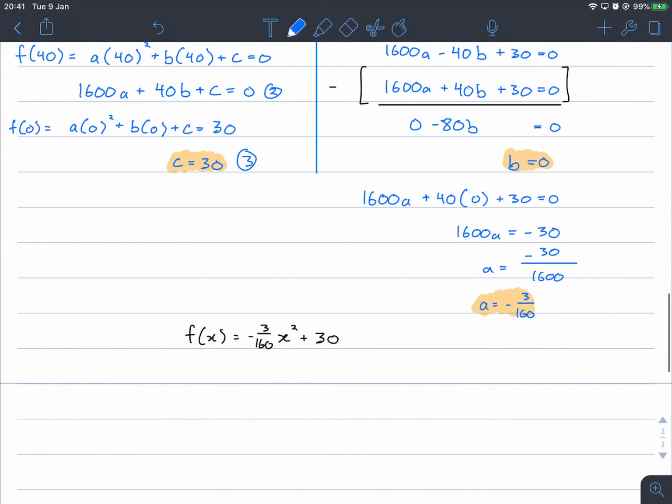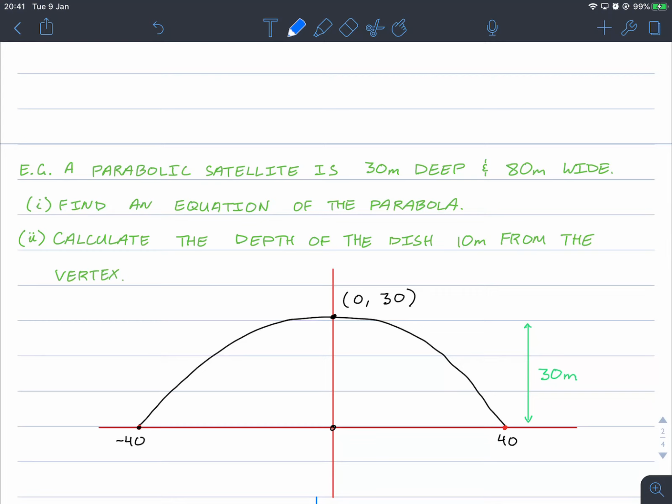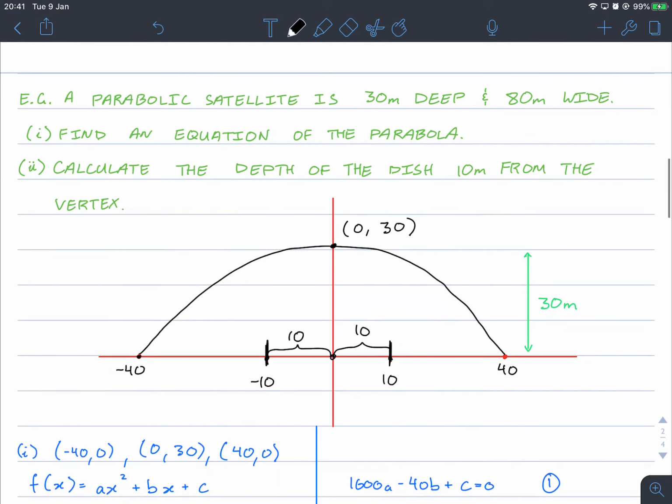Let's now solve the second question that asks us, calculate the depth of the dish 10 meters from the vertex. Well, that merely means if this is the vertex here, okay, so the vertex is at this point, 10 meters from it means if we move forward 10 meters, or if we move backwards 10 meters from the origin. Okay, so we need to figure out what the value of x is here. X is here, that's really simple, that's just 10. This one is negative 10. And we just need to substitute that into the equation.